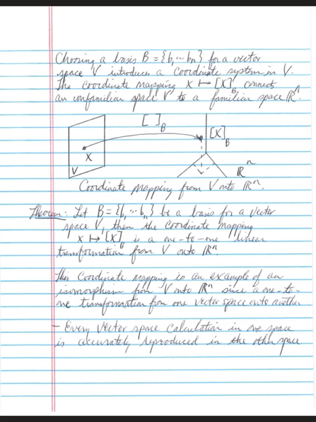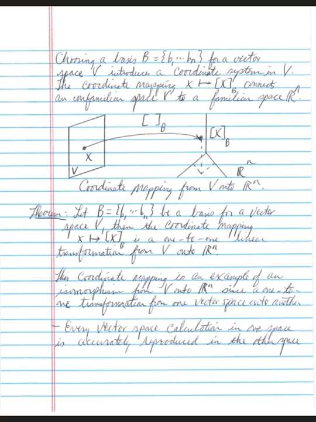Choosing a basis B for a vector space V introduces a coordinate system in V. The coordinate mapping from X to X sub B connects an unfamiliar space, which is a vector space V, to a familiar space R^n, and this one, just specifically like R3. But this is a coordinate mapping from V onto R^n.